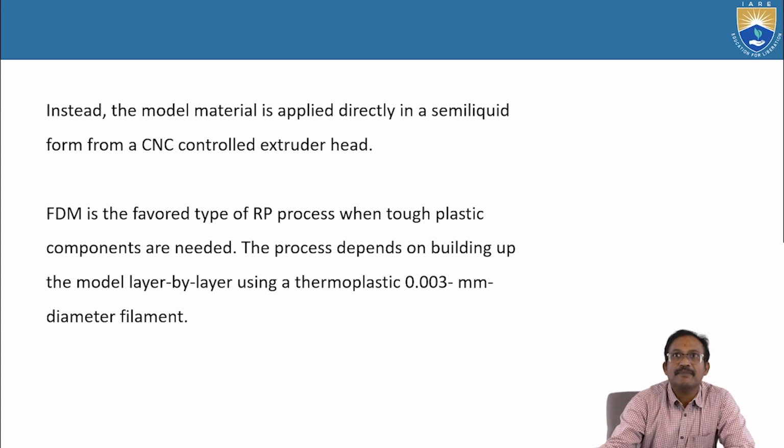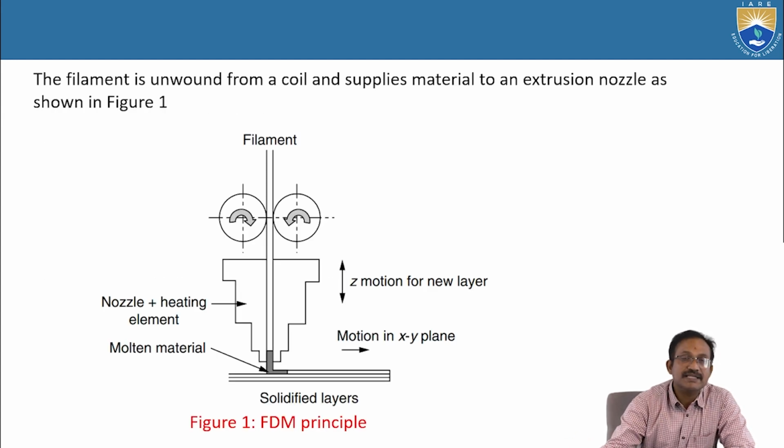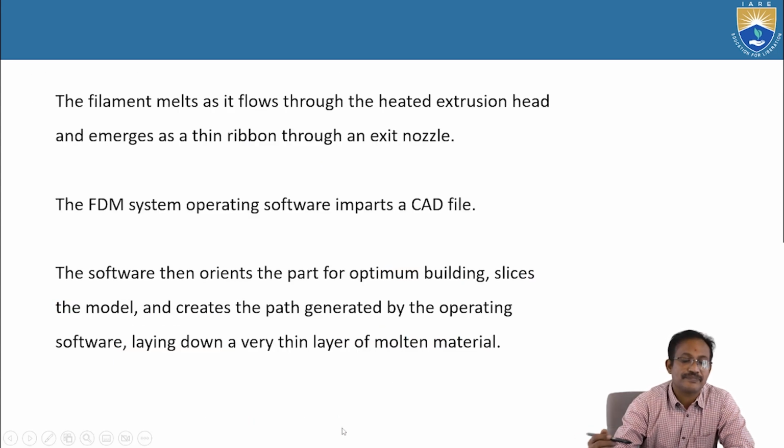The process depends on building up the model layer by layer using a thermoplastic filament of 0.003 mm diameter. The filament is unwound from a coil and supplied to an extrusion nozzle as shown in this figure. Here the filament is passing between these two rollers, then the nozzle plus heating element, with motion in the XY plane for each new layer. The filament melts as it flows through the heated extrusion head and emerges as a thin ribbon through an exit nozzle.